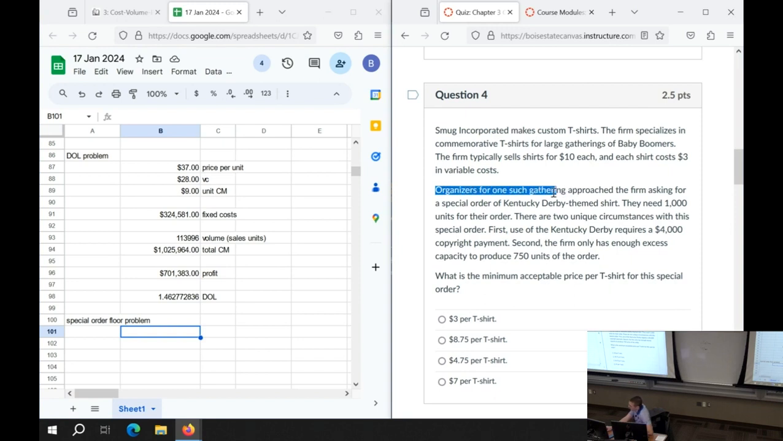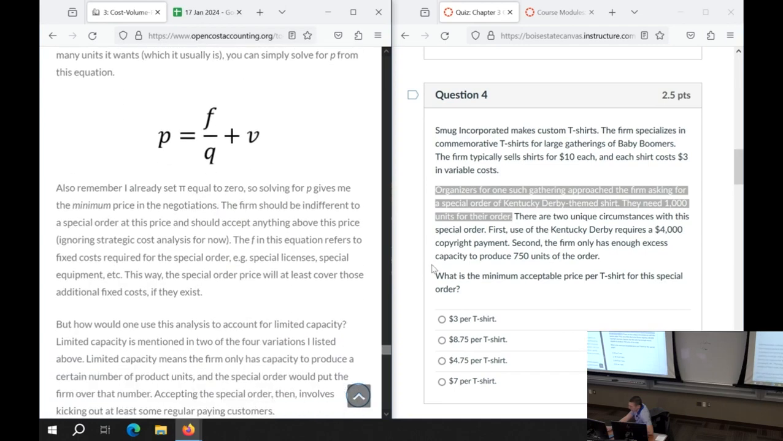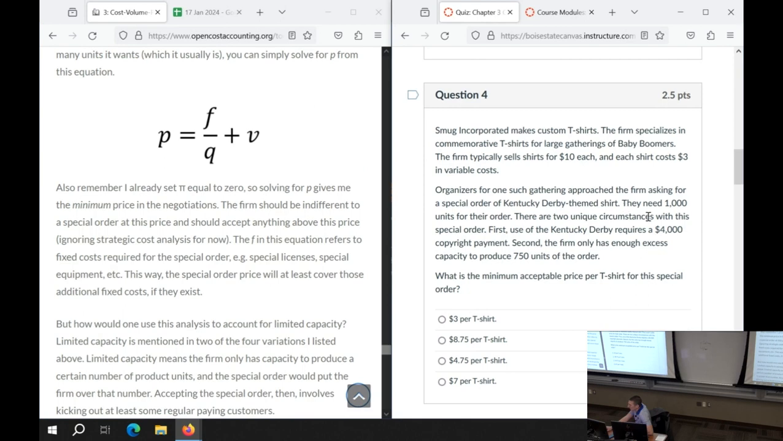Organizers for one such gathering approached the firm asking for a special order of Kentucky Derby themed shirts. They need 1,000 units for the order. So that's the Q, the quantity for the order. Let's go down to where I talk about this in the textbook. We need 1,000 units for the special order. There are two unique circumstances, of course. To use the Kentucky Derby logo, we're going to have to pay $4,000 in royalties. $4,000 copyright payments. That's a fixed cost to accept this order. Accepting this order requires us to pay $4,000, period.